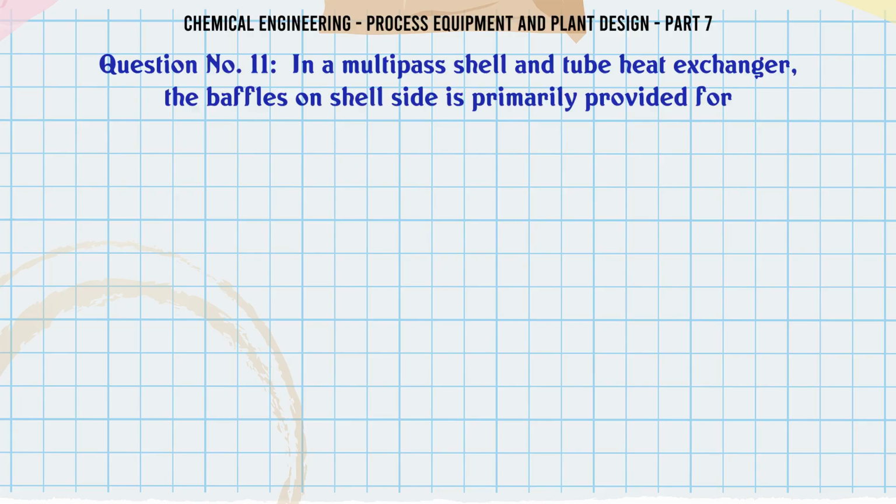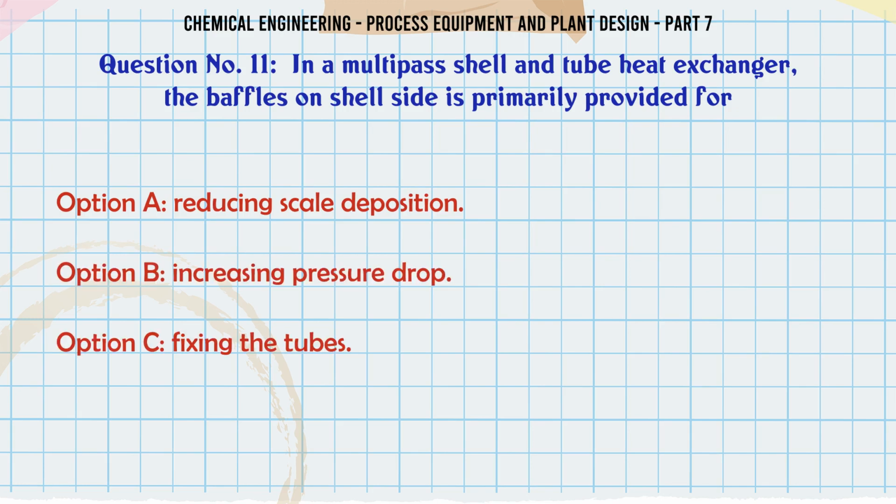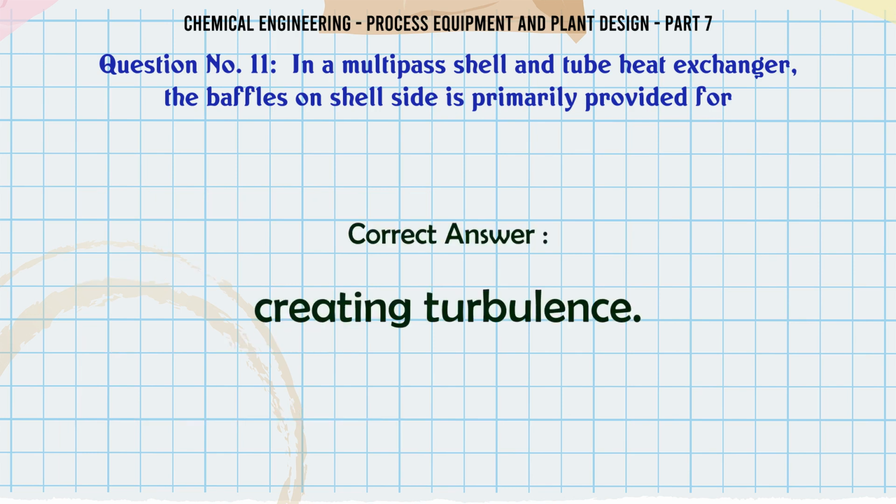In a multipass shell and tube heat exchanger, the baffles on shell side are primarily provided for A. Reducing scale deposition, B. Increasing pressure drop, C. Fixing the tubes, D. Creating turbulence. The correct answer is creating turbulence.